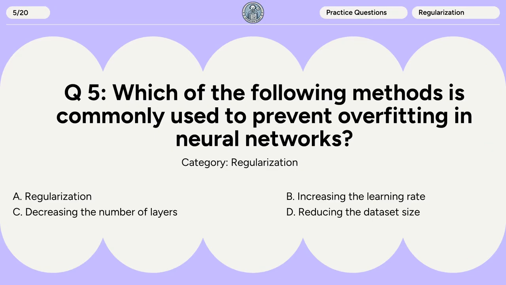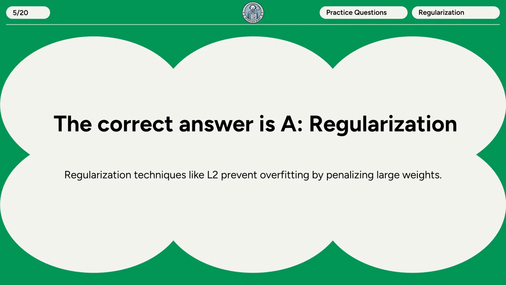Question 5. Which of the following methods is commonly used to prevent overfitting in neural networks? A. Regularization. B. Increasing the learning rate. C. Decreasing the number of layers. D. Reducing the dataset size. The correct answer is A. Regularization. Regularization techniques like L2 prevent overfitting by penalizing large weights.